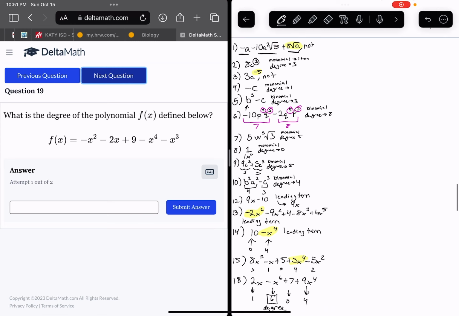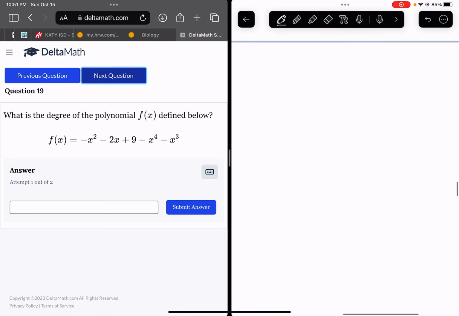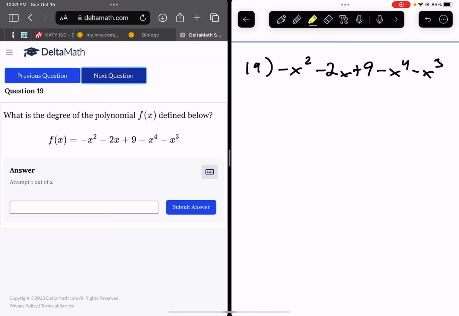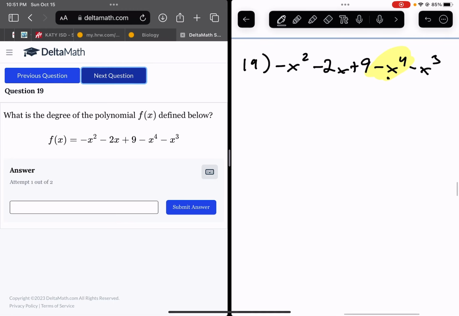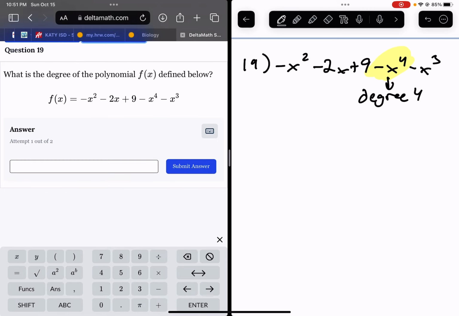All right. Let's try another one. So we've got number 19 here. Negative x squared minus 2x plus 9 minus x to the 4th minus x to the 3rd. If we look, our leading term would in fact be negative x to the 4th. And the degree here is going to be 4.